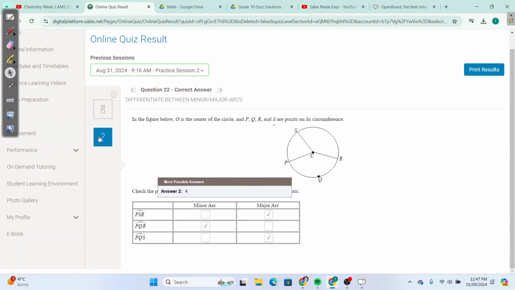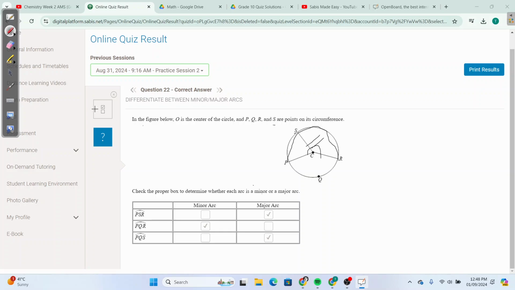Now, this is about arcs. This is why they added the third letter to define whether it's a major arc or a minor arc. Now, PSR is all of this. This is obviously greater than 180, so this is a major arc. Now, PQR. See the difference in letter? If you were to remove the Q and R, you would not know which arc they're talking about. PR could be this arc, or PR could be this arc, but they added the third letter to define which arc it is.